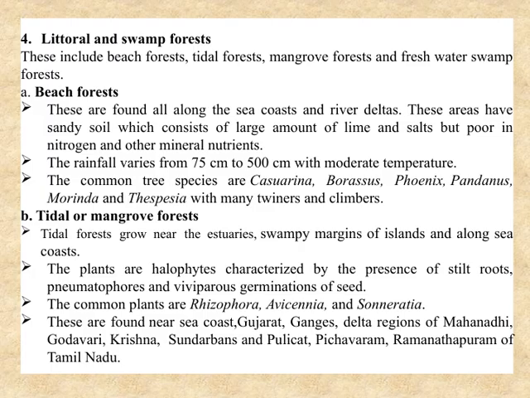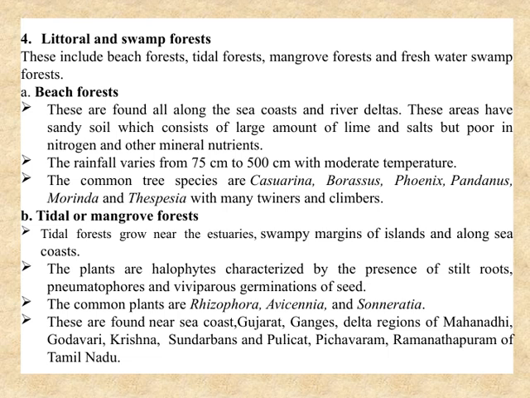The rainfall in these regions can vary quite a bit, from about 75 centimeters to 500 centimeters, and the temperatures are generally moderate. When it comes to the trees, you'll often find species like Casuarina, Borassus, Phoenix, Pandanus, Morinda, and Thespesia, along with many climbers and twiners that add to the lushness.